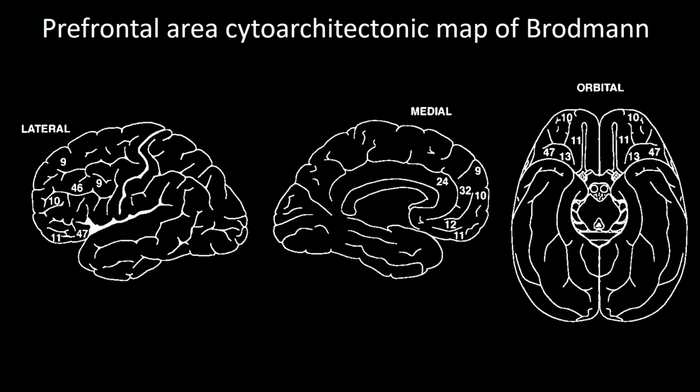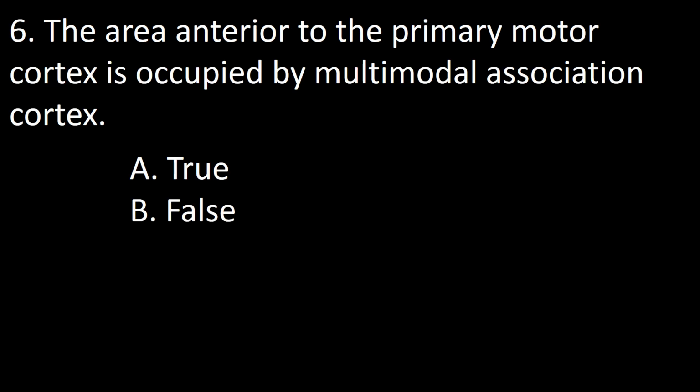This frame shows the prefrontal area as mapped by Brodmann. You do not need to know the numbers of these areas, but occasionally while reading some anatomy textbooks they may be mentioned. So I want you to know that they exist. Anyway, one thing is easy to remember. In the lateral, the medial, and the inferior surface of the brain, 10 is at the tip. So the answer to this question is false.